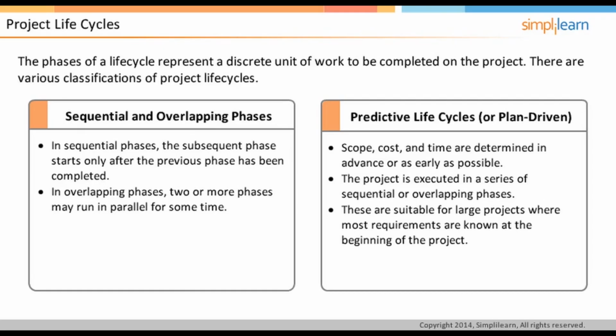Another feature of predictive life cycles is that each phase may potentially be different in the nature of activities and may require people with different skill sets. For example, traditional software development life cycle has phases like requirements, feasibility, planning, design, construction, testing, and transition. We will continue project life cycles in the next screen.